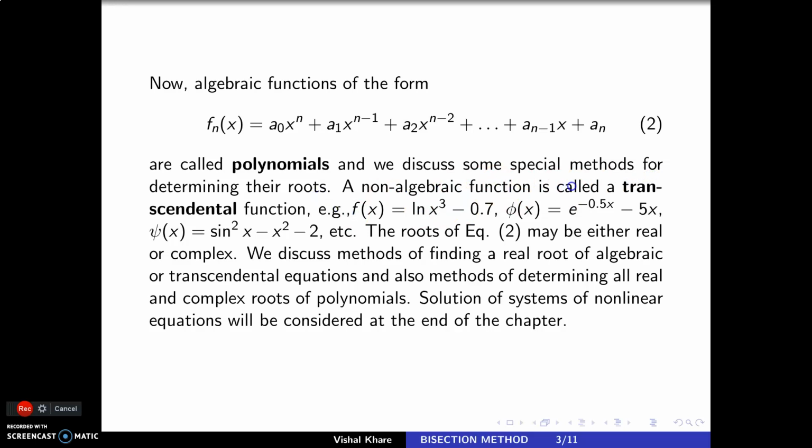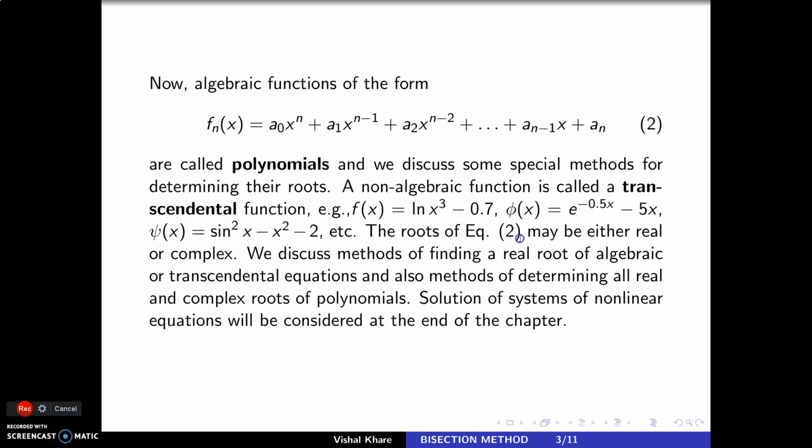A non-algebraic function is called a transcendental function, e.g. f(x) = ln x^3 - 0.7, phi(x) = e^(-0.5x) - 5x, psi(x) = sin^2 x - x^2 - 2, etc. This function involves logarithmic function, this function involves exponential function, and this function involves trigonometrical function, etc.